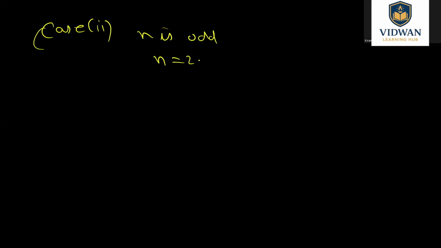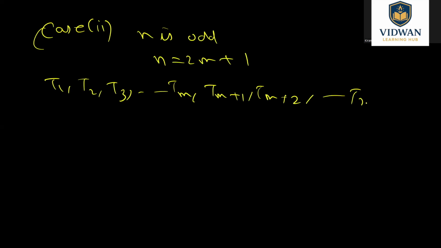Then the second case that you have is n is odd. If n is an odd number, n can be of the form 2m + 1. Then the terms are t1, t2, t3, and so on up to tm, t(m+1), t(m+2), and so on up to t(2m+1), t(2m+2). Because the number of terms is one more than the index, it is n + 1, and n + 1 is 2m + 2. So total number of terms is 2m + 2.